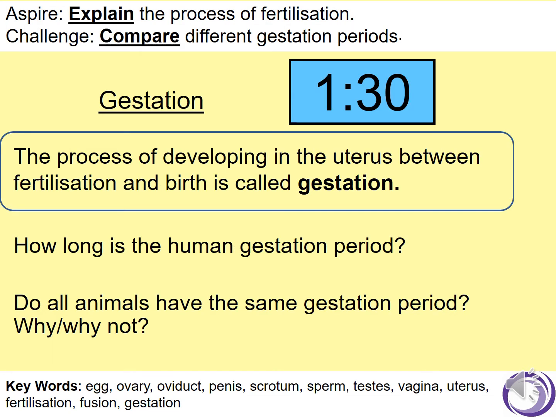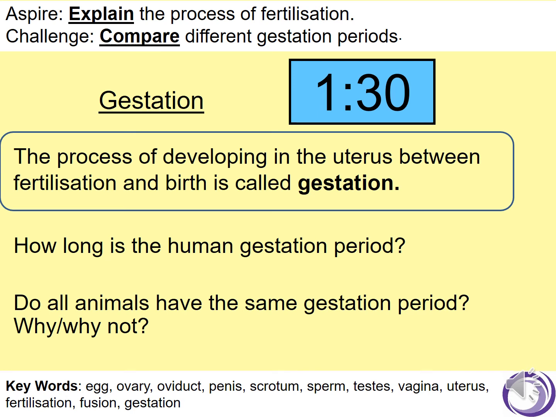So having looked now at the processes of fertilization and looked at some things that shouldn't be done during the development of the fetus into an embryo, through smoking and through alcohol, we're now looking at something called gestation, which is the length of time that it takes for the fetus to develop before it is born.